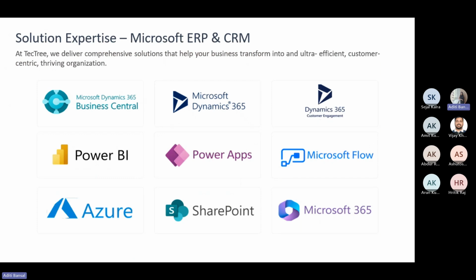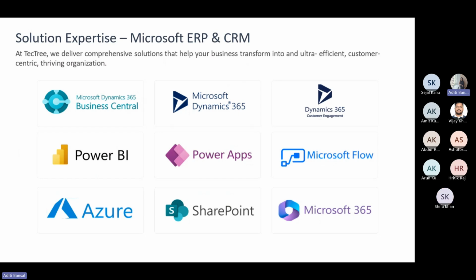Now if we talk about the solution expertise, we deliver comprehensive solutions that can help your business transform into an ultra efficient, customer centric and thriving organization. Now, talking about the core competency of TecTree, we have Dynamics 365 Business Central as a service, FinOps, customer engagement, then Power BI, Power Apps, Microsoft Flow, Azure, SharePoint, and Microsoft 365. These are our add-on competencies.